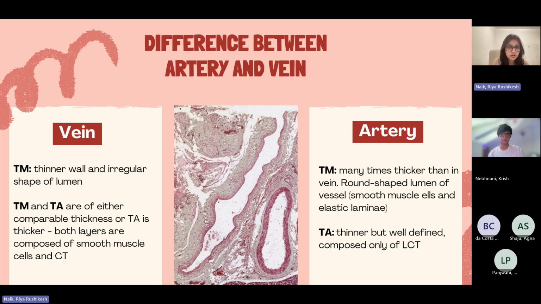Also in the vein, it consists of smooth muscles sometimes. But in the artery, it's pretty irrelevant, honestly. It only consists of loose connective tissue and is pretty thin.